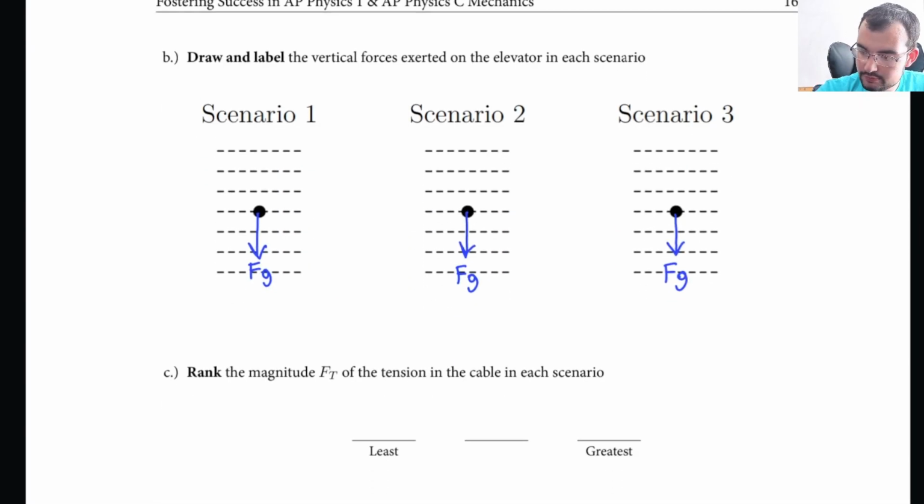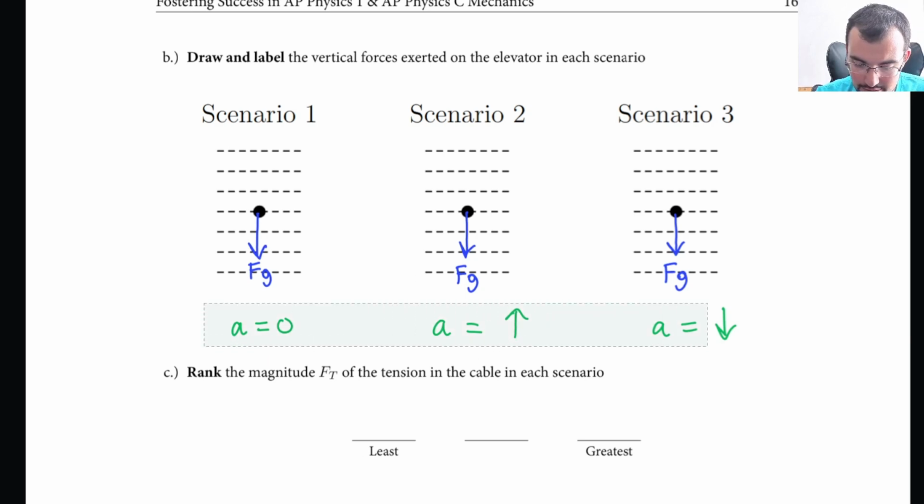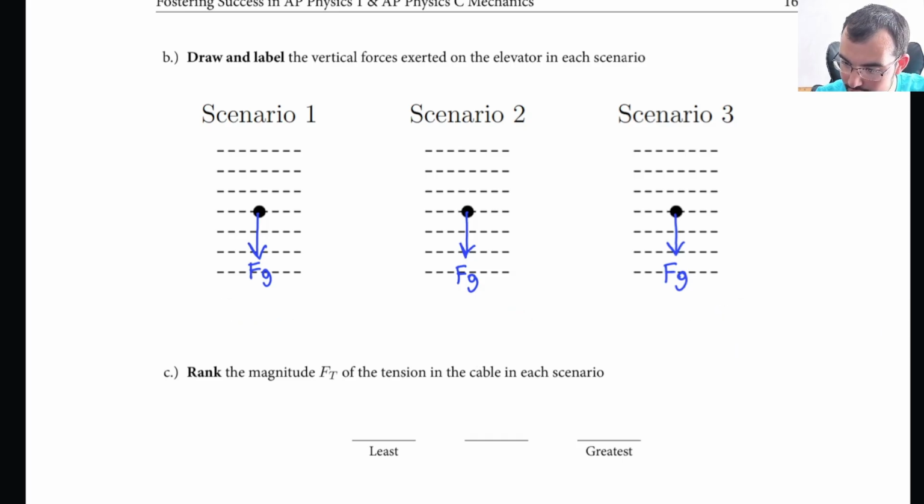Just to remind ourselves, we had no acceleration here, because we're traveling up at constant speed. Here we have upwards acceleration, because we're traveling up and speeding up. And here we had downward acceleration, because we're traveling up and slowing down. So this means that net force must be in each of these directions. So we need to draw the tension force in such a way that the net force is in each of these directions.